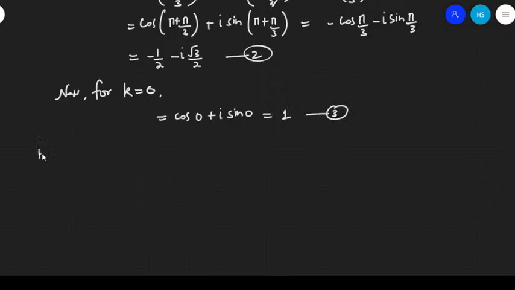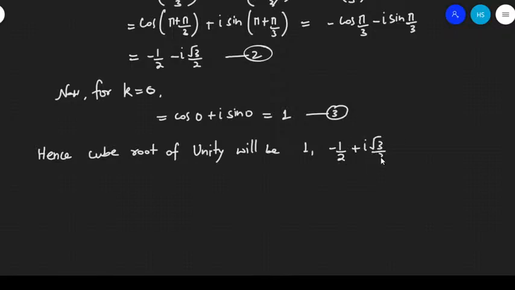So hence the cube roots of unity will be 1, minus half plus iota root 3 upon 2, and minus half minus iota root 3 upon 2. Here we represent them as 1, omega, and omega square.